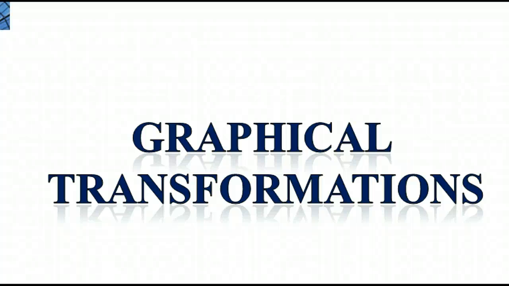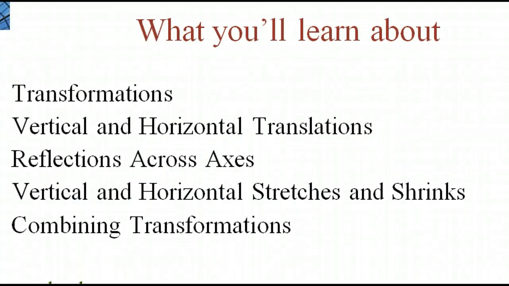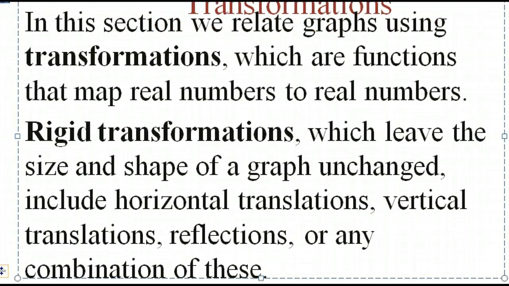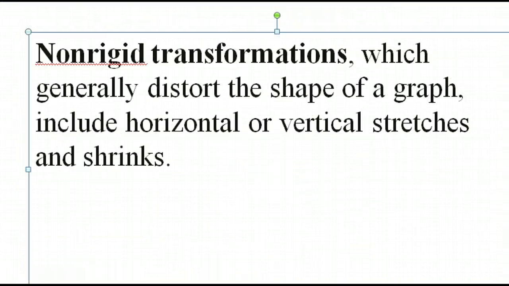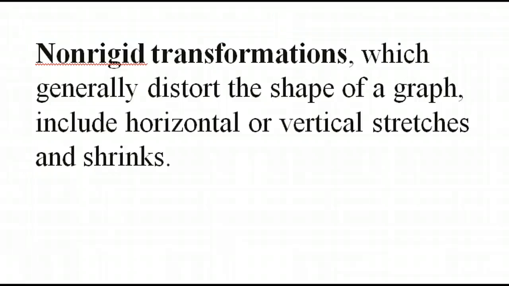Graphical Transformations. In this video, we'll be looking at transformations: vertical and horizontal translations, reflections across axes, vertical and horizontal stretches and shrinks, and combining transformations. We'll be looking at two different kinds of transformations: rigid transformations that leave the size and the shape of the graph unchanged, and non-rigid transformations, which generally distort the shape of the graph, including horizontal or vertical stretches and shrinks.